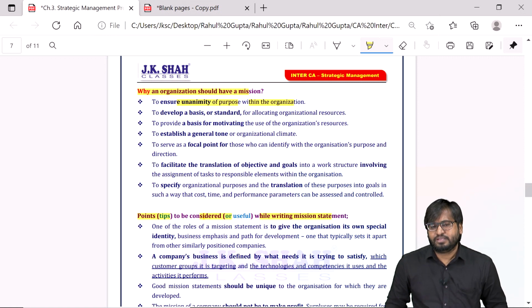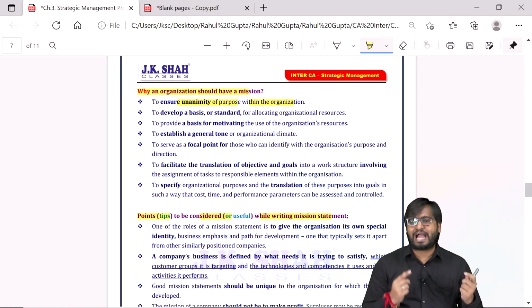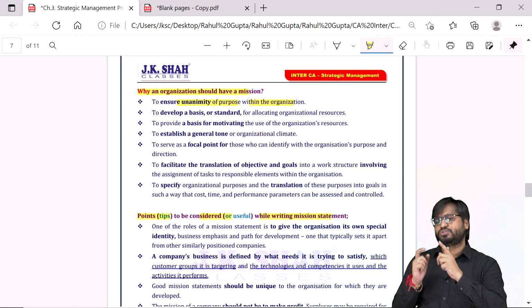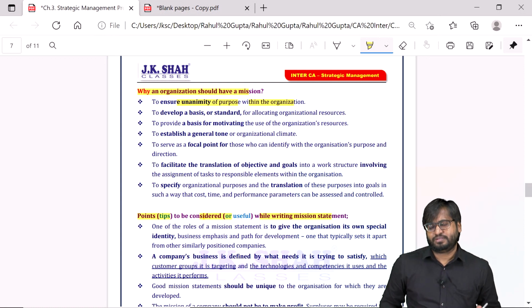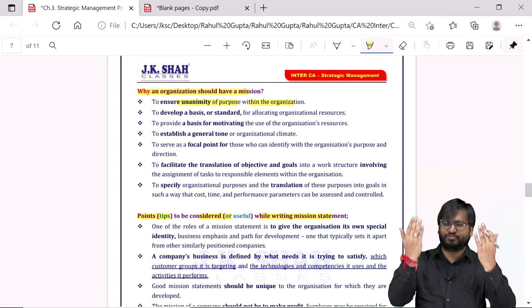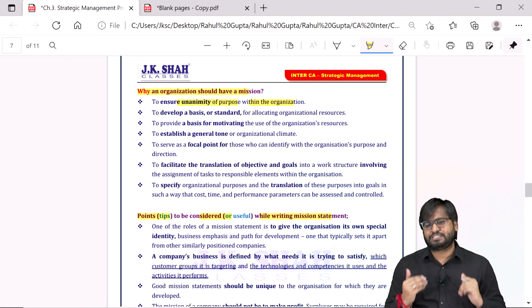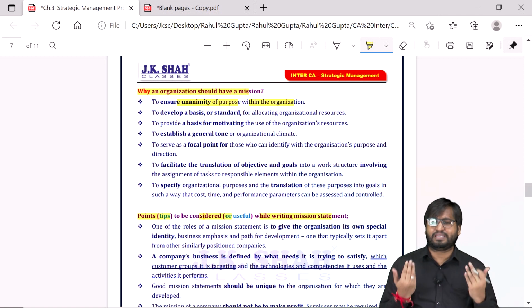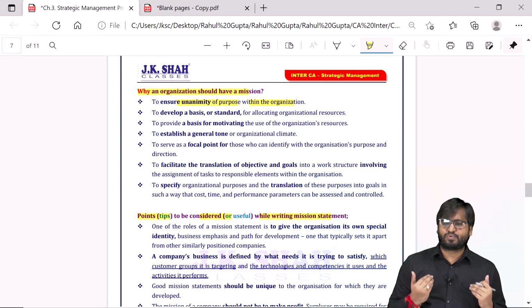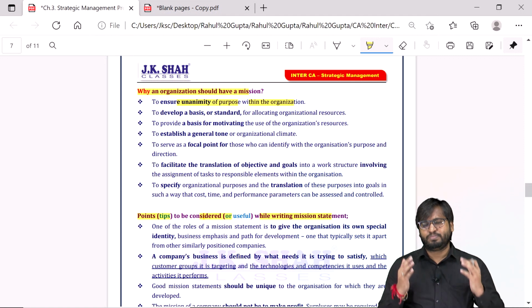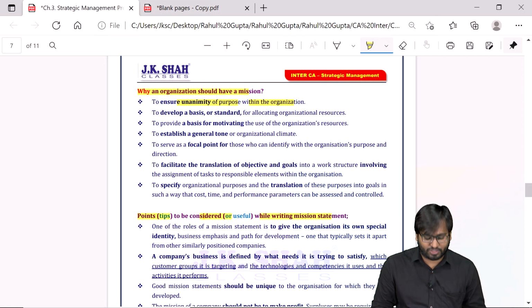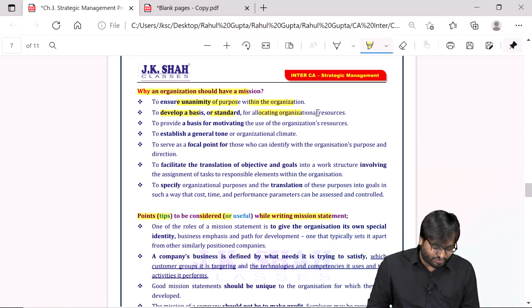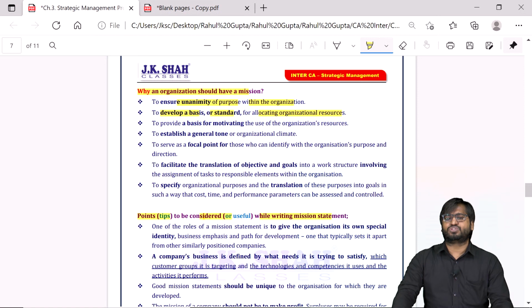Second, we will develop a basis for allocating the organizational resources. So if we want to start a new division, a new business, in line with our vision, we decided to start a new business. For that business, we will require money, material, manpower, and technology. So the mission helps us in allocating the organizational resources. It will develop a basis or standard for allocating organizational resources.